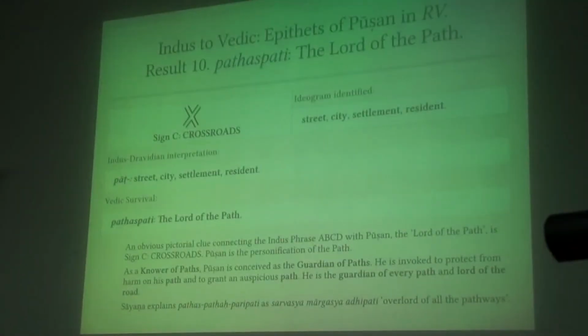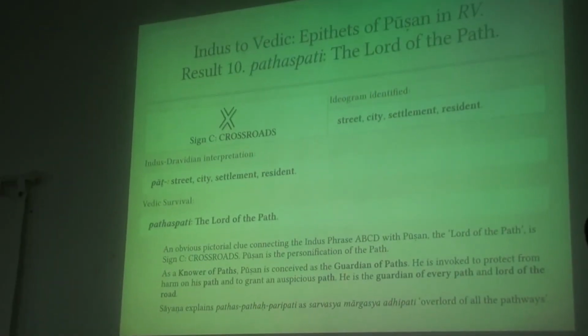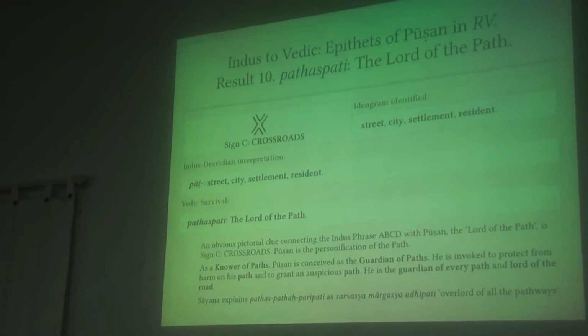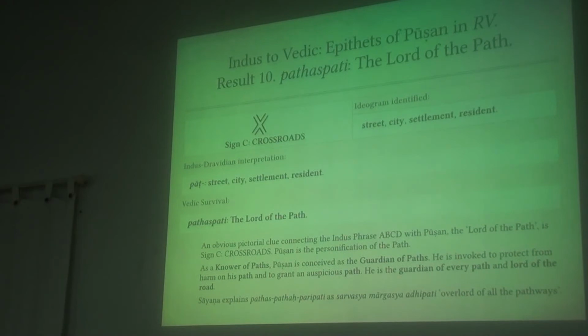This is the first result. Note, I am beginning with sign C and not with sign A. There are two reasons for it. Number one is sign C is so transparent. All that I have to do is to open the Veda and find out whether there is any god who is related to the word C. So, straight away I get Pathaspati, Lord of the Path. The other reason why I am starting with this is structural analysis shows that in the phrase ABCD, C is the main group and D is the grammatical suffix and A and B are attributes.